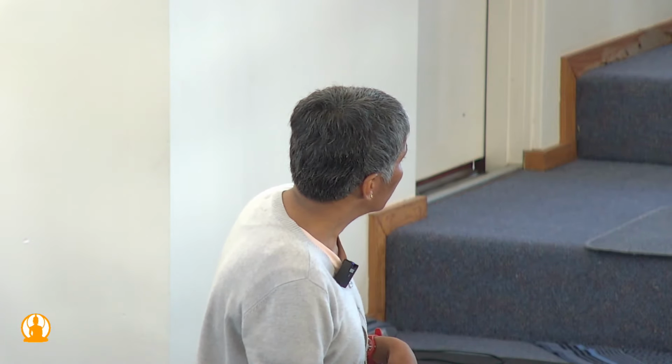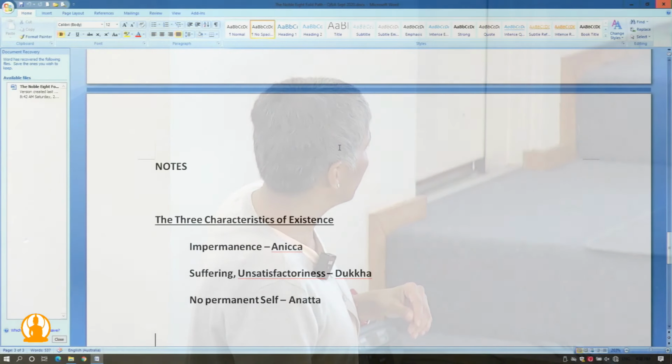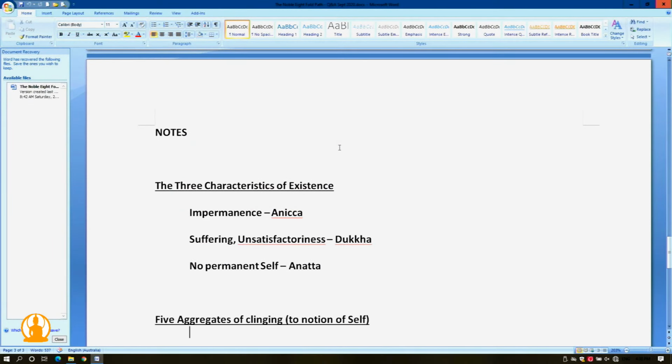That is through the direct insight into the three characteristics of existence, which are impermanence, suffering, and no self, and the direct realization of the Four Noble Truths. So this is the very experience of liberation that comes about if the path is fully developed. I think I've just covered the three characteristics of existence.